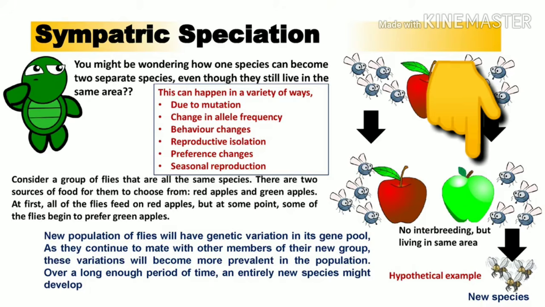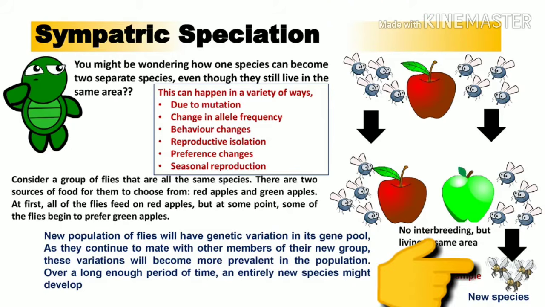Because the group of flies feeding on red apples is different, and the group of flies feeding on the green apples is also different, after some time what is going to happen? The flies feeding on green apples have obviously changed their food habit, because previously they were feeding on red apples. So now they have a different food habit as compared to the original population of flies, and as a result, after some time they are going to develop into a new species because they have changed their preference as well as their food habit, and depending upon their food habit, that is going to lead to different kinds of changes in the upcoming time, and this will result in the formation of a new species.